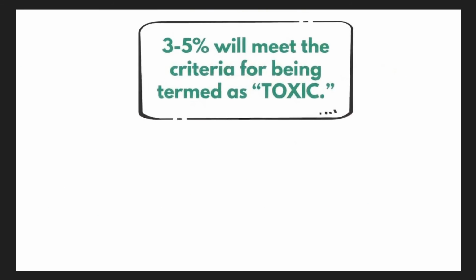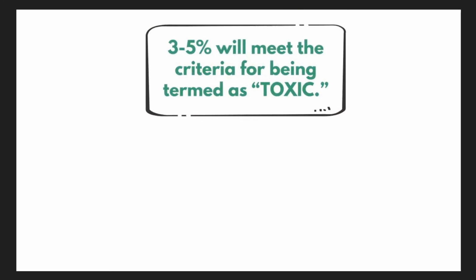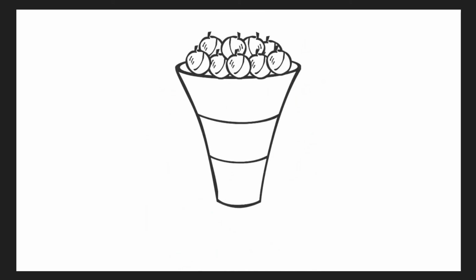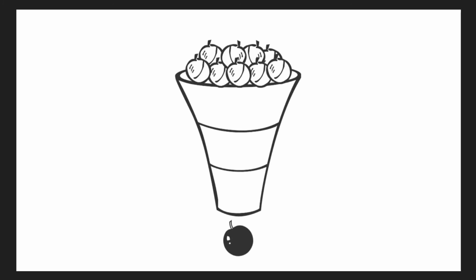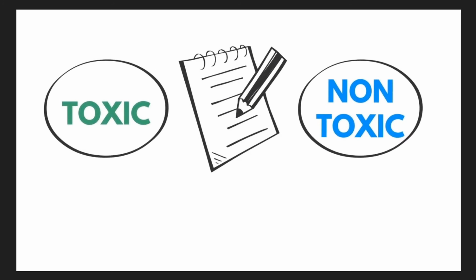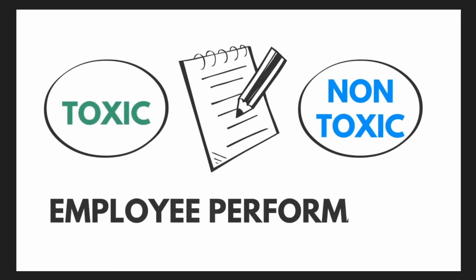Based on these three figures, 3 to 5% of all of your employees will meet the criteria for being termed as toxic. Now begins the difficult but necessary task of filtering out the bad apples so the good ones can thrive. To begin, you must factor in employee performance to segregate the toxic employees from the non-toxic employees. To do this, calculate these measures of employee performance.